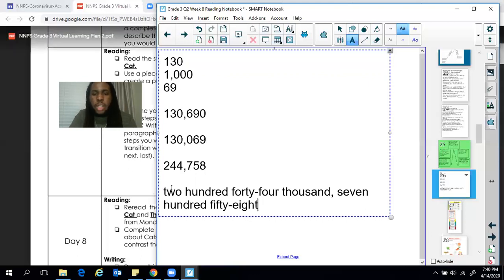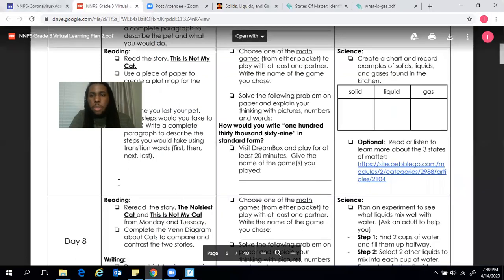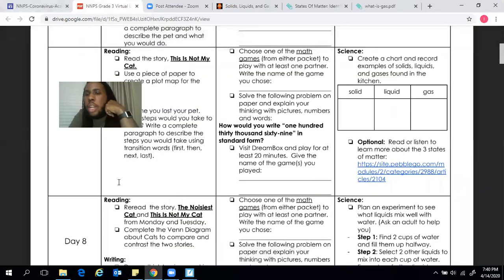All right, so friends, I encourage you to practice those on your own at home. All right, let's go on to science. So if I go back to what I'm supposed to be doing for science today, it says to create a chart and record examples of solids, liquids, and gases found in your kitchen.